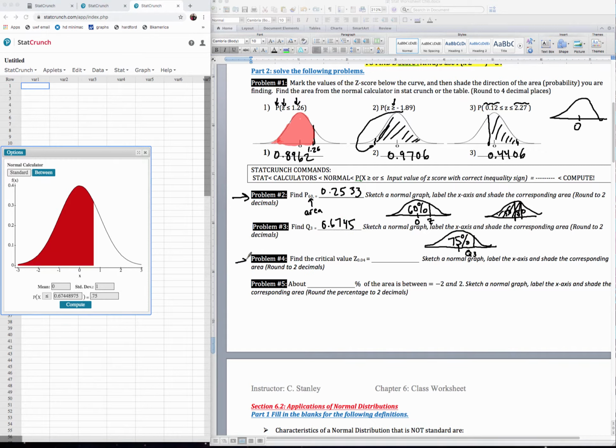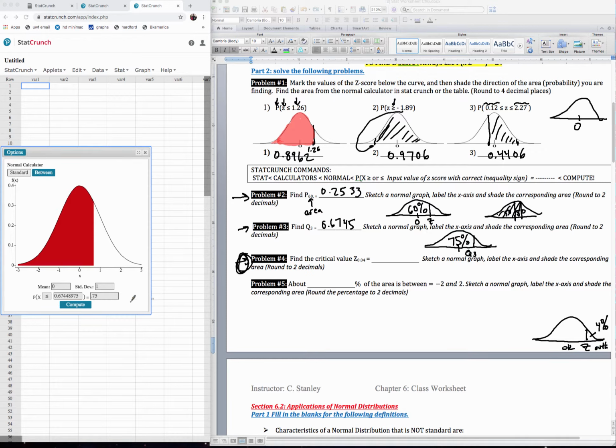Okay, now I'm on problem 4. Two decimals, sorry. I looked up 0.04. This is a critical value. So what they're telling you is that this area right here is 4%, and they're saying find this z-score. This would be a z-score that's separating the okay ones from the outliers.